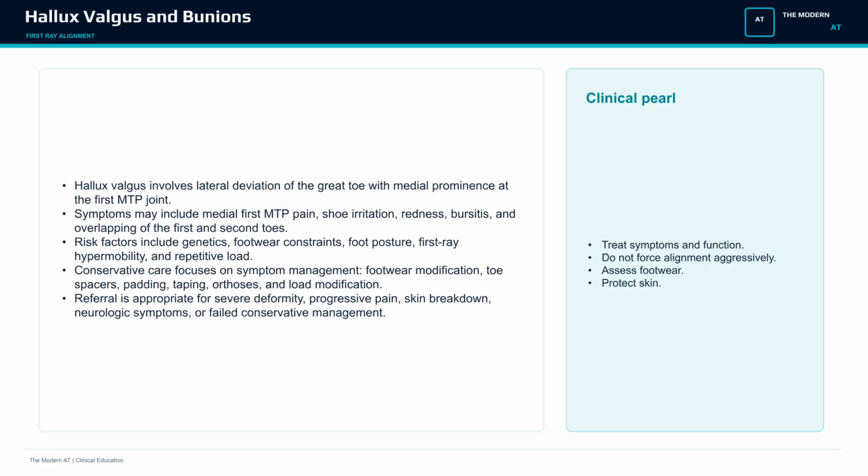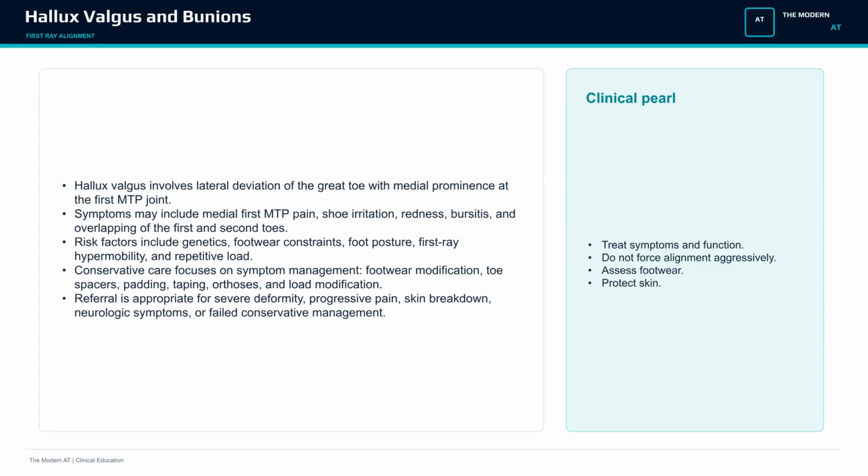Hallux valgus involves lateral deviation of the great toe with medial prominence at the first MTP joint. Clinically, think beyond appearance. The patient may report medial first MTP pain, redness, bursitis, shoe irritation, pressure between the first and second toes, or pain with push-off. Risk factors include genetics, footwear constraints, foot posture, first-ray hypermobility, and repetitive loading.